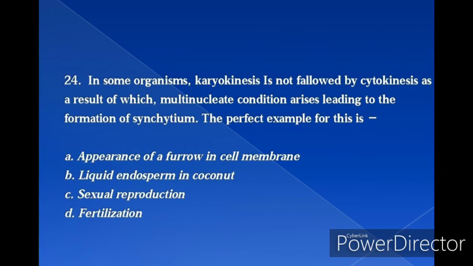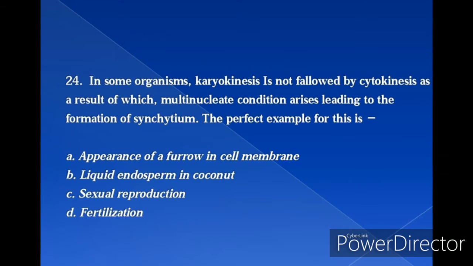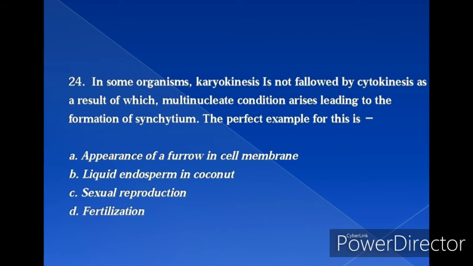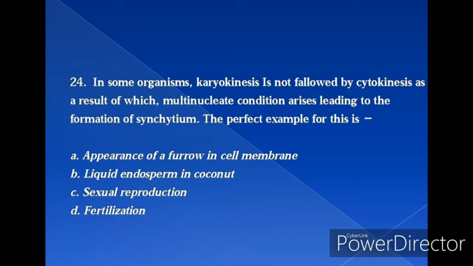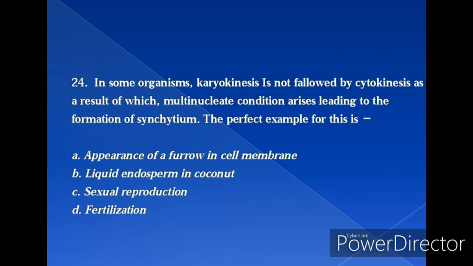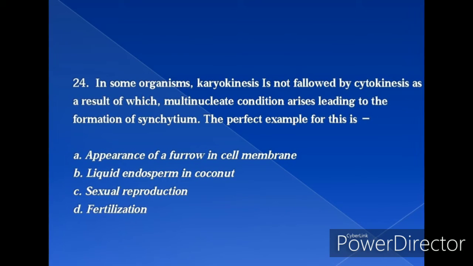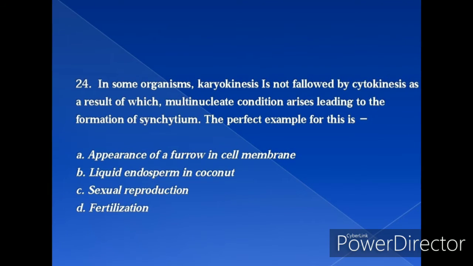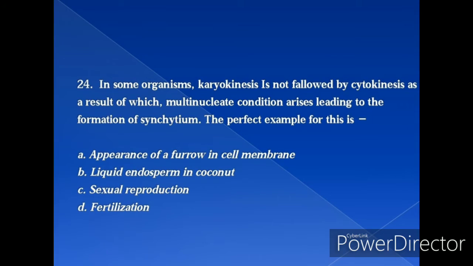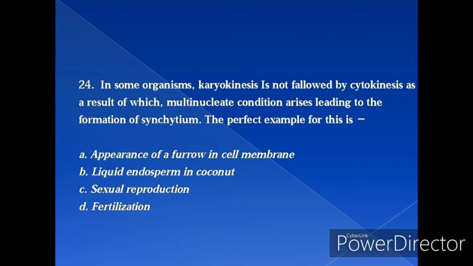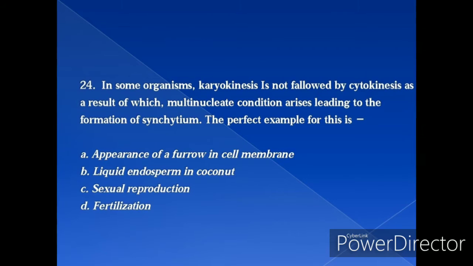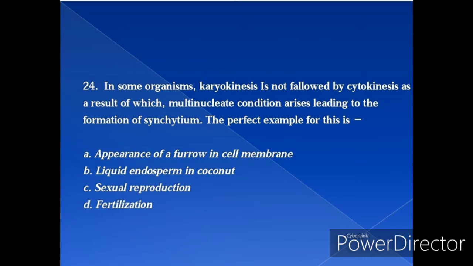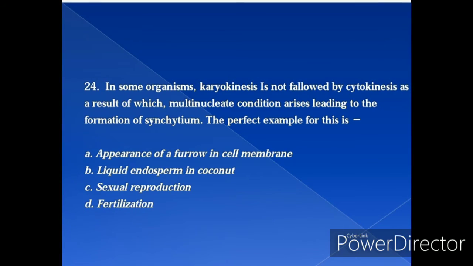In some organisms, the karyokinesis is not followed by cytokinesis, as a result of which multinucleate condition arises, leading to the formation of syncytium. So the perfect example for this is option B, liquid endosperm in coconut. Option A, appearance of a furrow in cell membrane. Option C, sexual reproduction. And option D, fertilization. Answer is liquid endosperm in coconut. You know that coconut endosperm is unique because of its early liquid syncytial stages, which form a very hard matured kernel at the later stages of the fruit development.